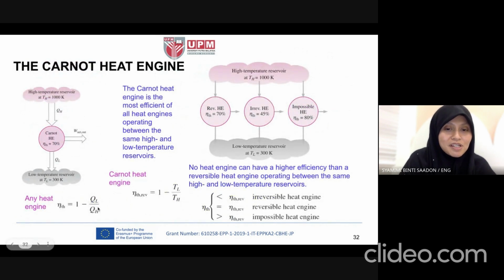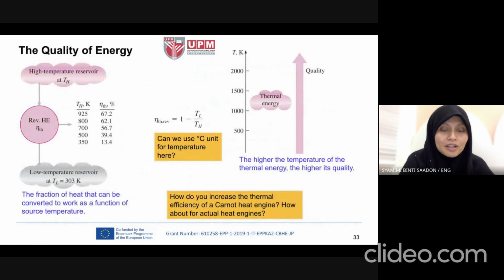Okay, the thermal efficiency. Previously we had this equation for thermal efficiency, right? Now for the Carnot heat engine, the reversible thermal efficiency can be calculated by using just the values of temperature. We don't need to calculate the heat input and heat output. For a Carnot engine, we can use only temperature. If the thermal efficiency is equal to the reversible Carnot heat engine efficiency, it means the heat engine is reversible. If it's lower, it is irreversible, and it cannot be higher than reversible. That's impossible. The reversible, or Carnot, heat engine efficiency is the maximum that a heat engine can achieve.